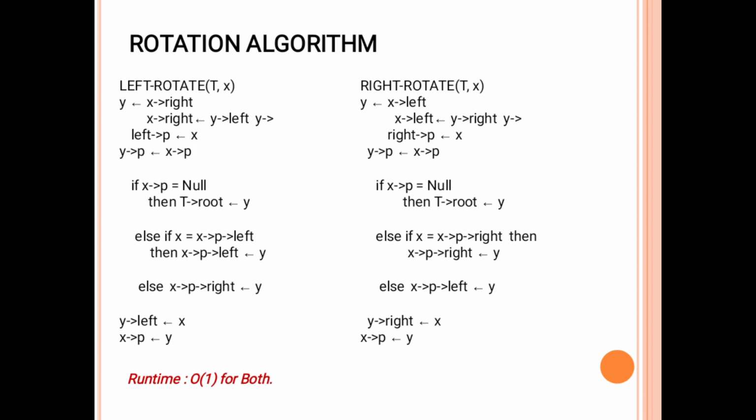This is the left rotation. The right rotation is done the same way as the left rotation; we simply change right to left. These are the rotations of the red black tree.